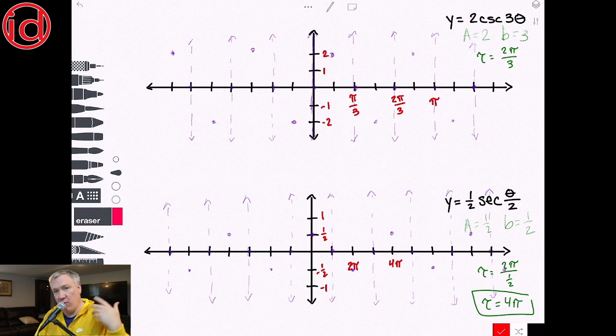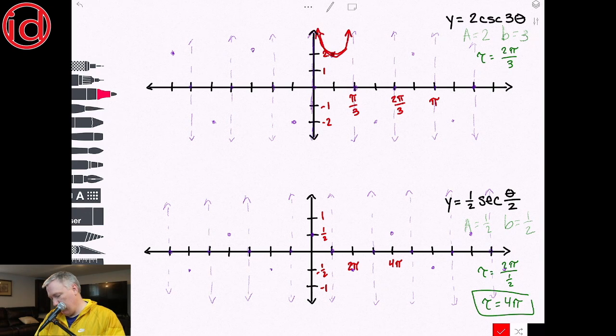So here we go. We're going to graph these secant and cosecant graphs. For example, this point right here is a peak in the sine graph, so it is a valley in the cosecant graph, and the cosecant graph is going to go up these asymptotes. Whereas this point down here is a valley in the sine graph, so it's going to become a peak in the cosecant graph and go down the asymptotes, and so on.